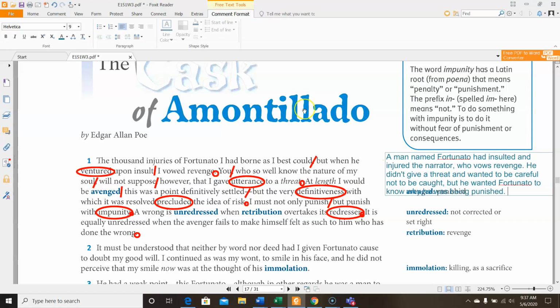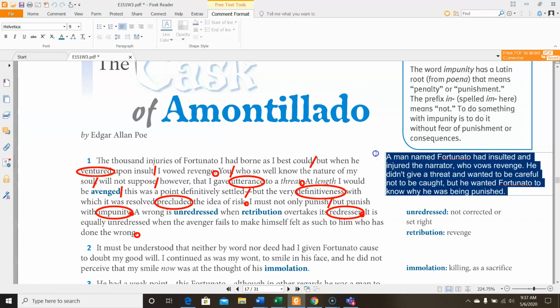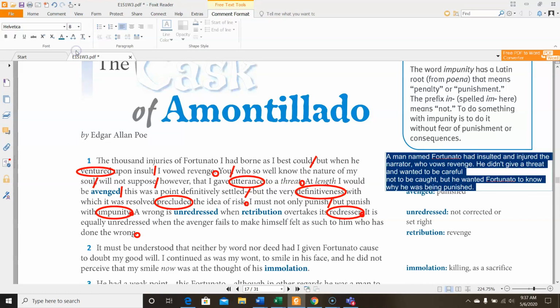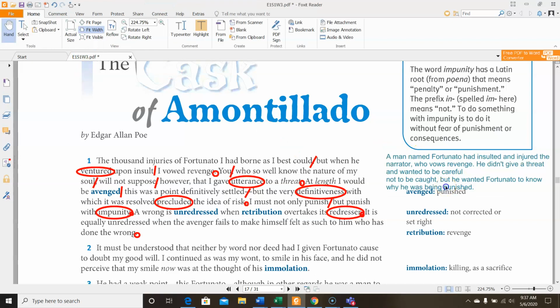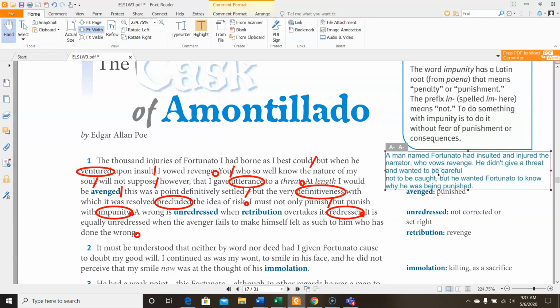I'm going to make this font a little bit smaller just because it's overlapping with other part of the text here, so it's a little difficult to see. Okay.